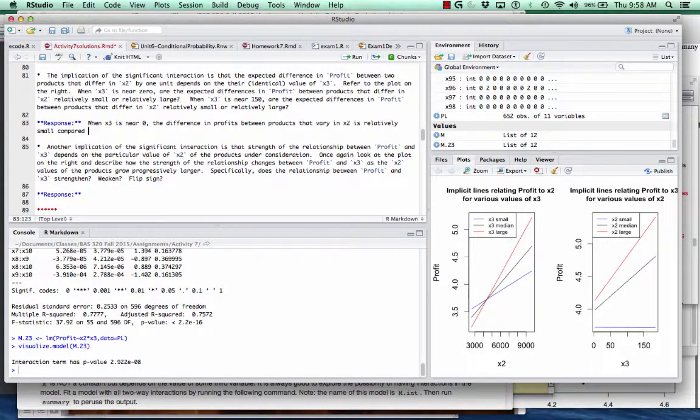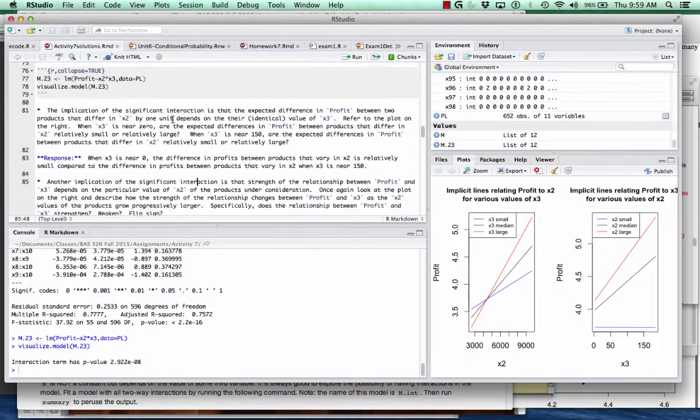So this is relatively small compared to the difference in profits between products that vary in x2 when x3 is near 150. So for small values of x3, if we compare products with small values of x3, we see a relatively small variation in their profits between small and large values of x2. And when we compare products that have very big values of x3, we see a pretty big difference in the expected profits depending on x2.